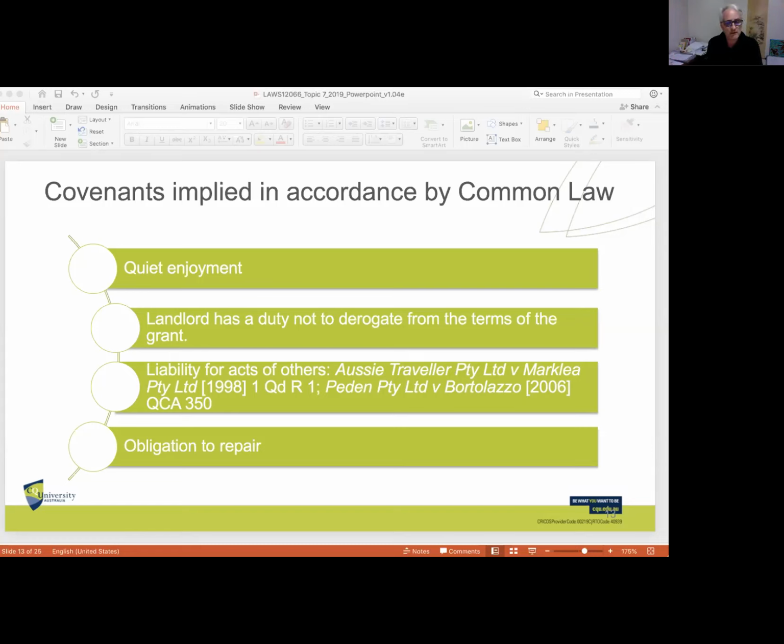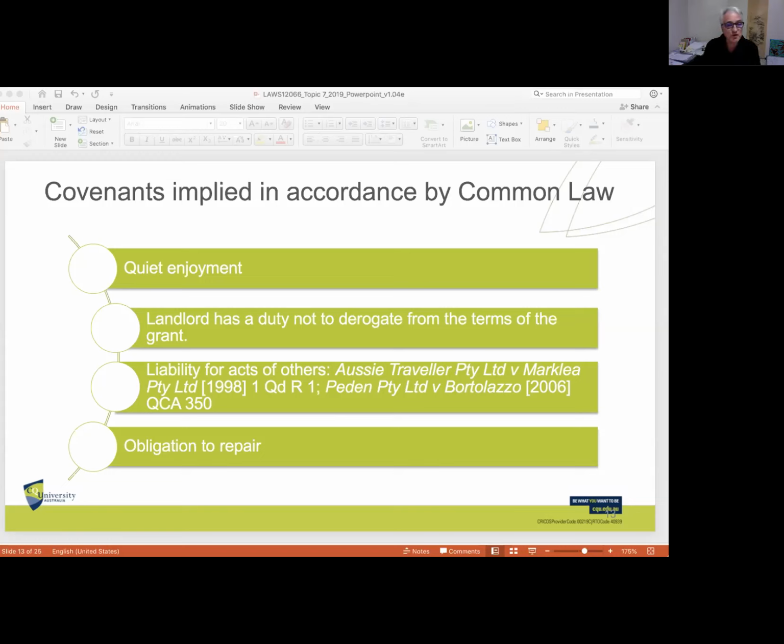And the Aussie Traveller decision and Mark Lee, which is a Queensland case, 1998, is important in this respect. And you can see that discussed at 8.69c. Have a look at the nature of the lessor's liability, and also that case discusses extent of the disturbance necessary and so on. And then there's some quite useful discussion in your casebook about the Aussie Traveller case after that.